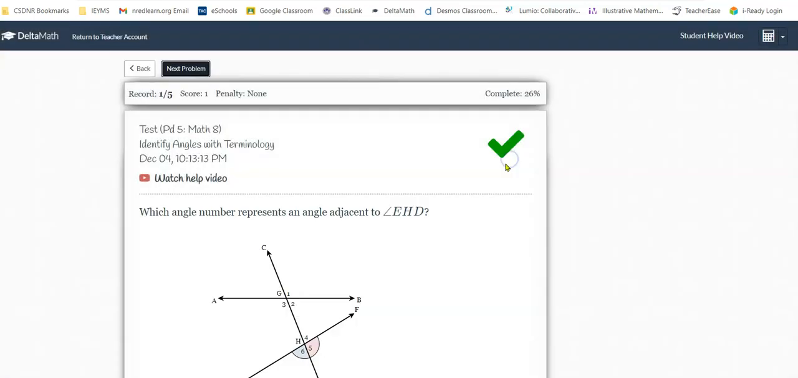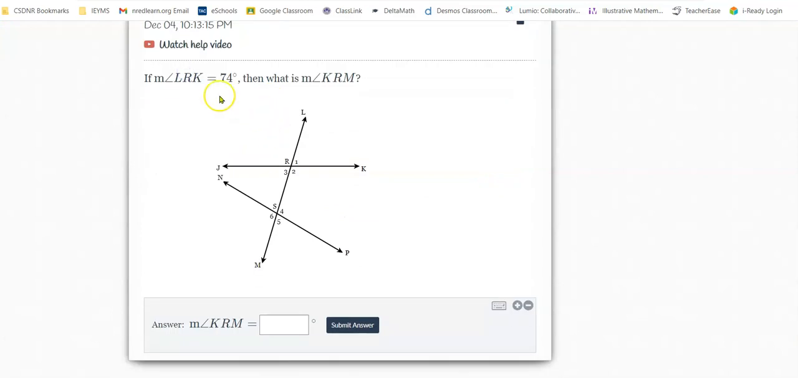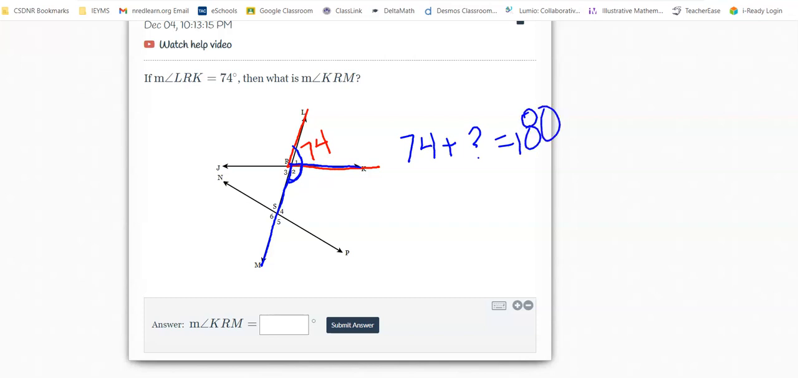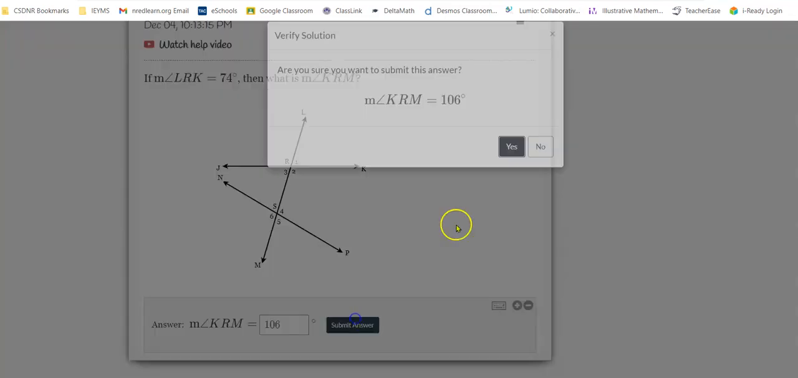Or do they want 3 letters? Okay. If angle LRK is 74 degrees, what is the measure of angle KRM? Well, these 2 angles make a linear pair, so they have to add up to 180 degrees. So we already have 74, so we need 6 to get to 80 and 100 to get 180. So we need 106.